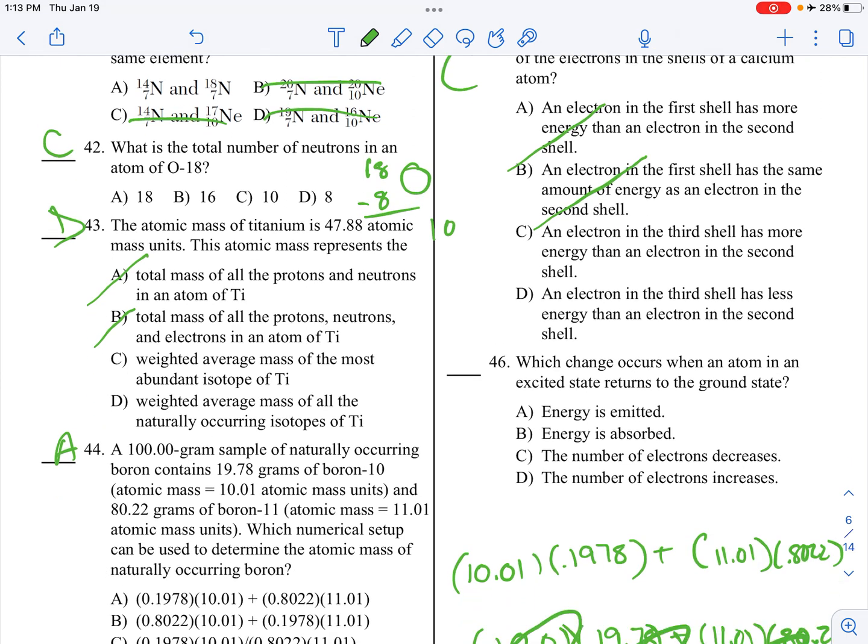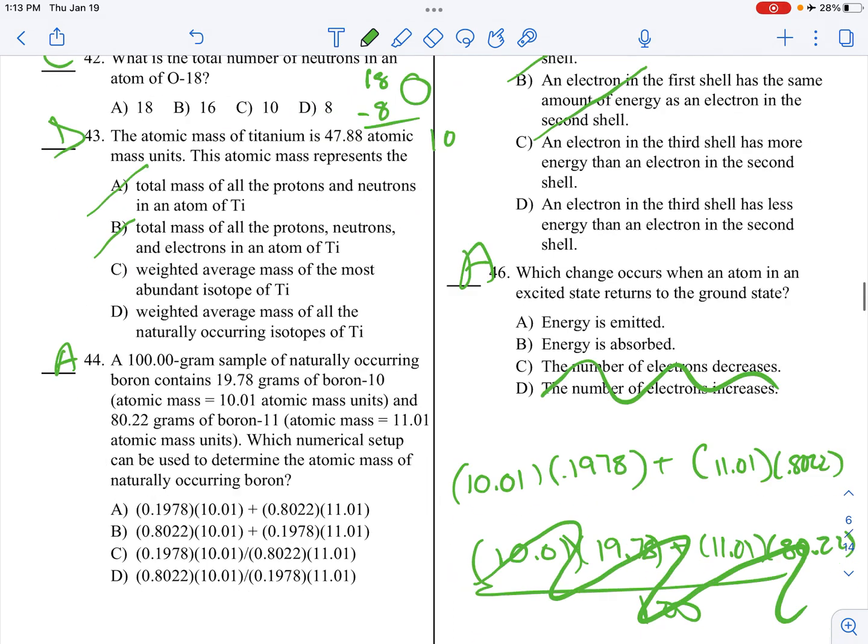Which, when we're coming back down, all that extra energy is given off. So emitted means given off. Electrons should not change. It's just the energy of them.